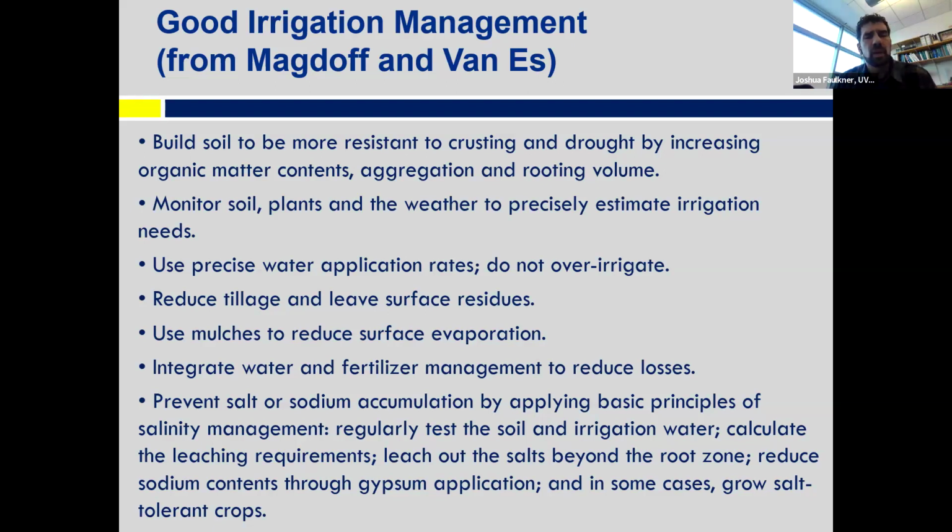But where this can become an issue, and I think high tunnel growers should be aware of this, is in high tunnels where we have the soil covered and we're not receiving that off-season rainfall to leach out any salts that could accumulate. So something to be aware of for irrigation in high tunnel systems.